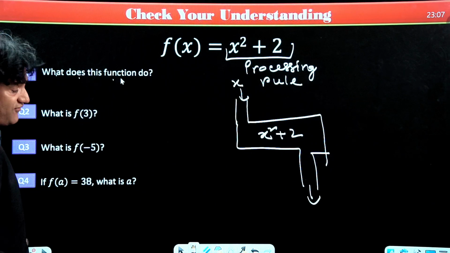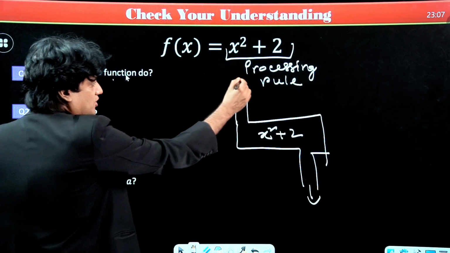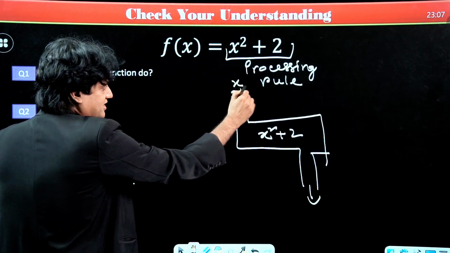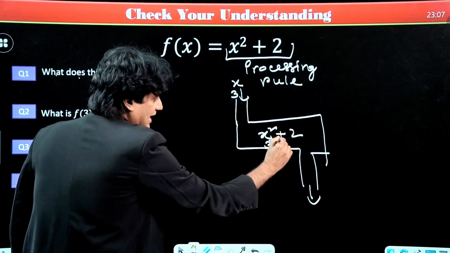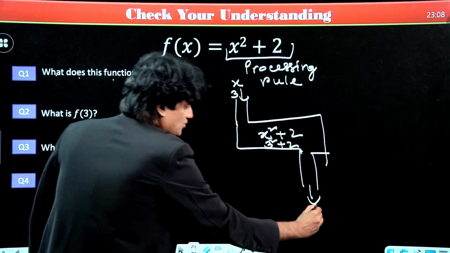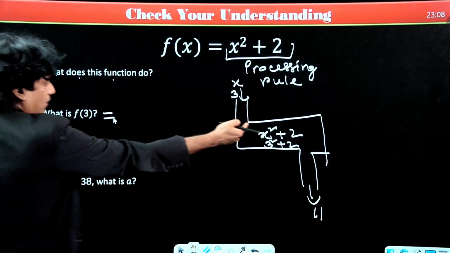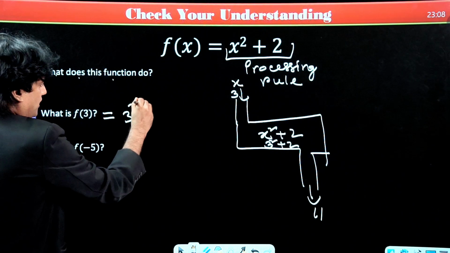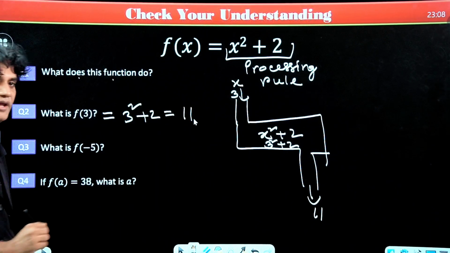And then what is f of 3? It means if the input is 3, what will be the output? If instead of x we apply 3 as input, 3 will go inside the machine. The machine will square it and add a 2. So 3 squared is 9, and 9 plus 2 is 11. So the output will be 11. According to this rule, it will be 3 squared plus 2 equal to 9 plus 2, 11.